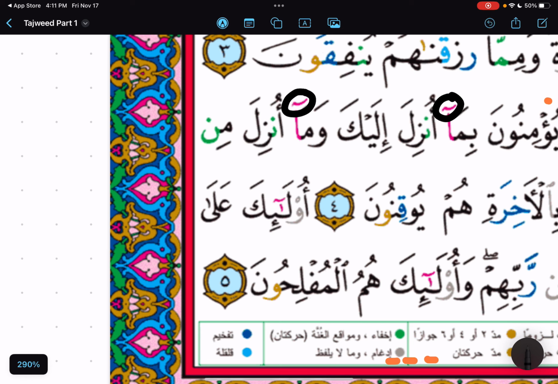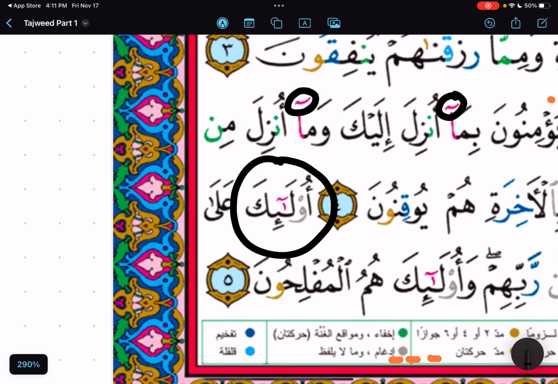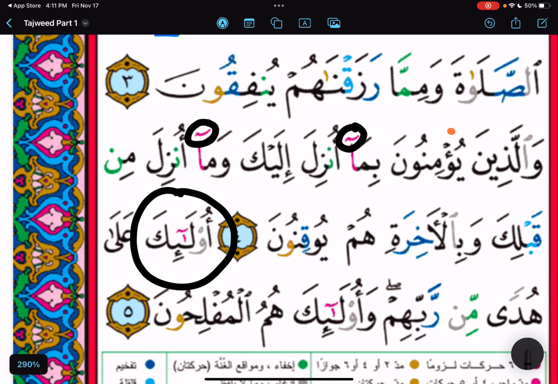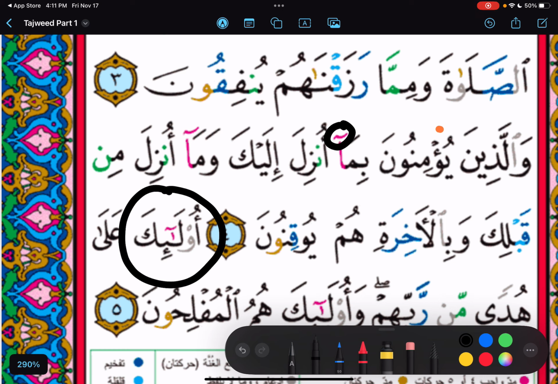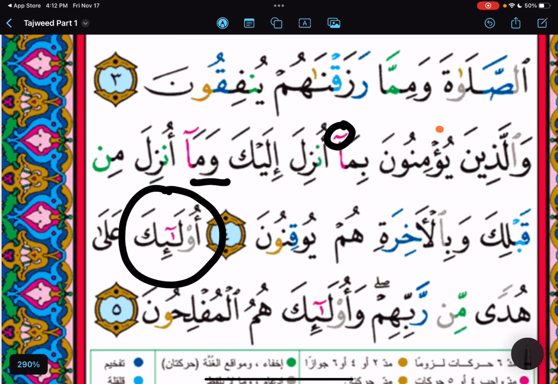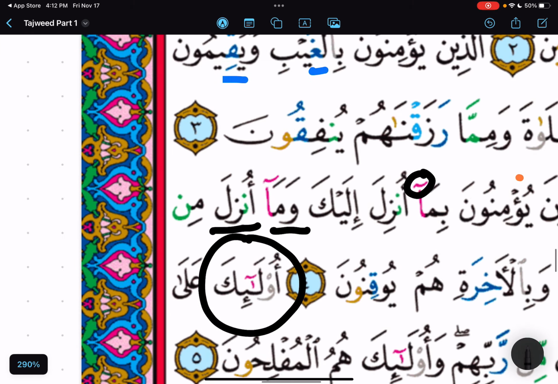What do I mean by this? If it's part of a word like this here, that is muntasil. Ulaika is one word. When the words are separated, for example wama, where wa is a word, ma is a word, and unzila is a word, whenever you see those disconnected words, that means it's a munfasil.